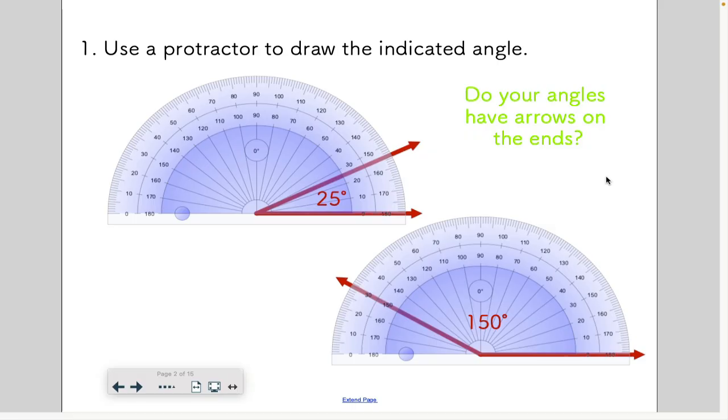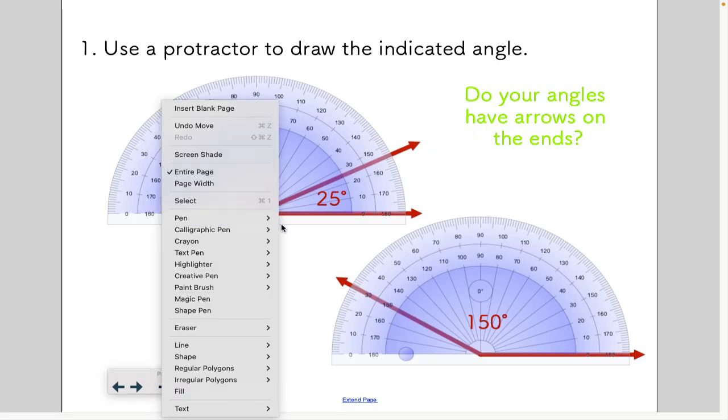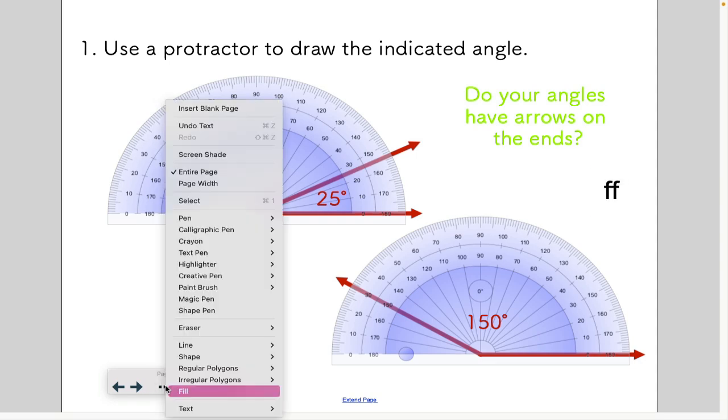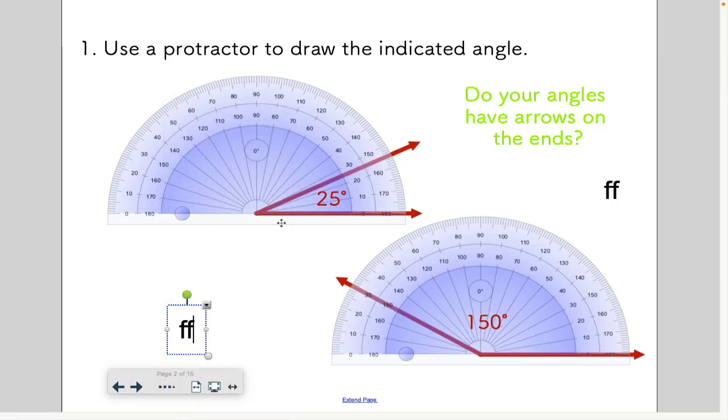Okay, so drawing the protractor angles of 25 and 150. Oh, why is it doing this? It's this thing again. I'm sure drawing the angles was actually pretty good. I'm just going to do this thing again.